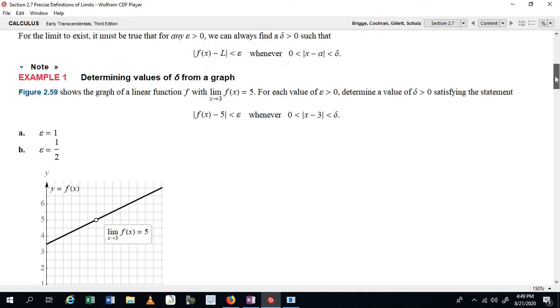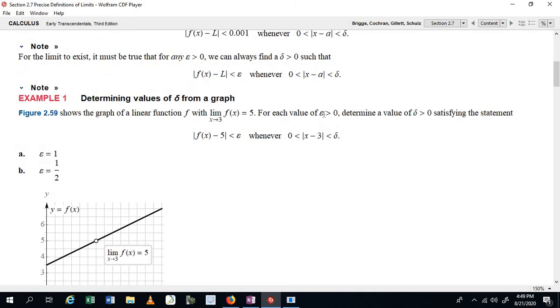Now, that's only if someone happens to pick epsilon equal to 1, right? We have to show that this is true for any epsilon, so any positive epsilon. For each value of epsilon greater than 0, we have to find a corresponding delta that's greater than 0, which would satisfy this statement.